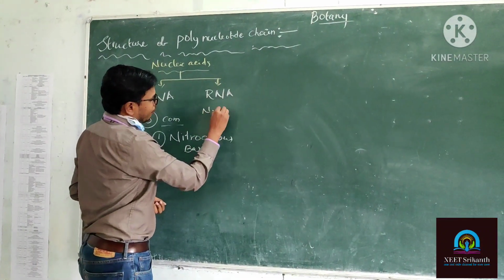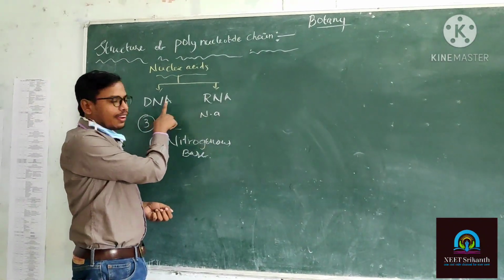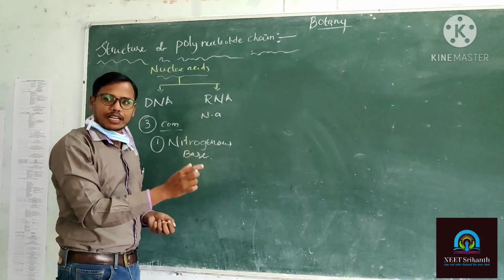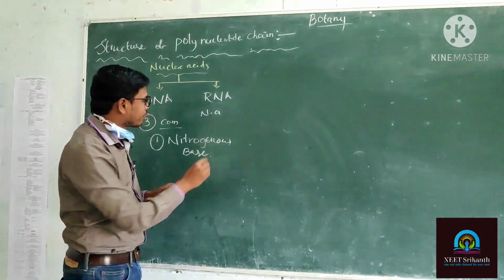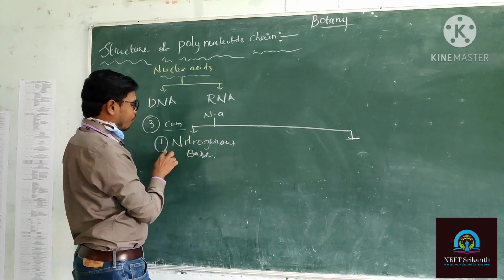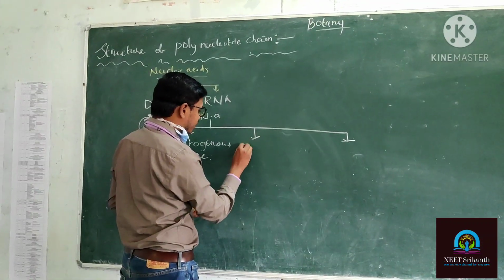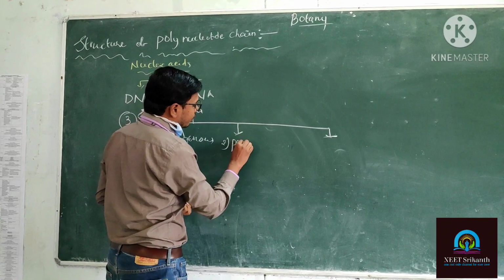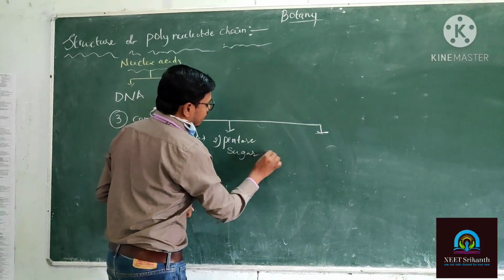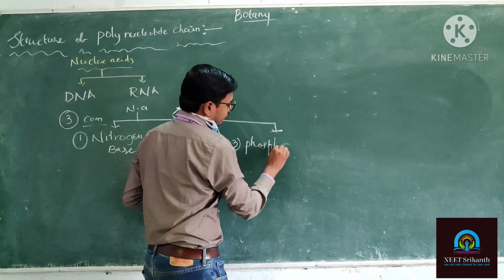Nucleic acids are of two types, first one is DNA and second one is RNA. Both nucleic acids are made up of three chemical components. First one is nitrogenous base and second one is pentose sugar. What is that? Pentose sugar. And third one is phosphate group.